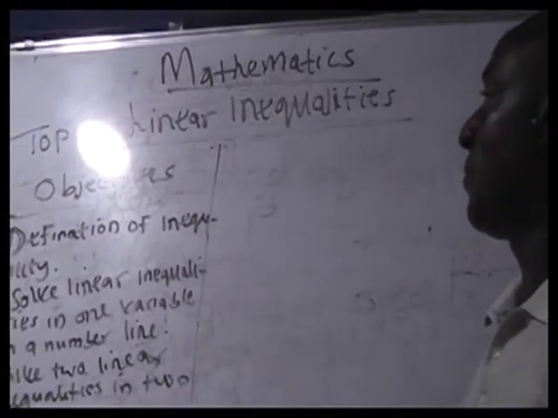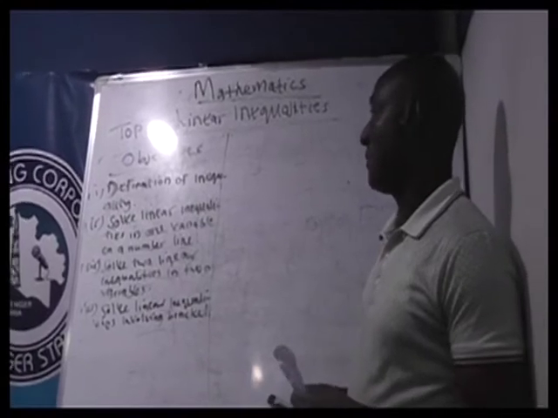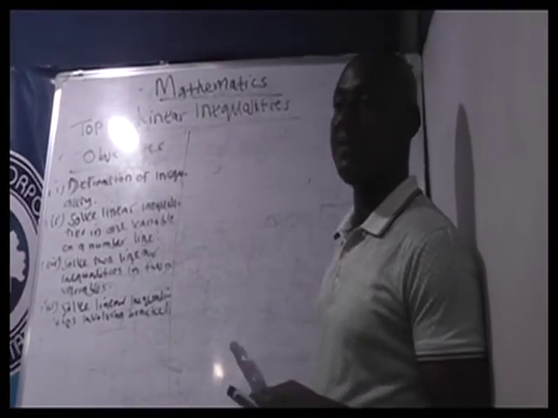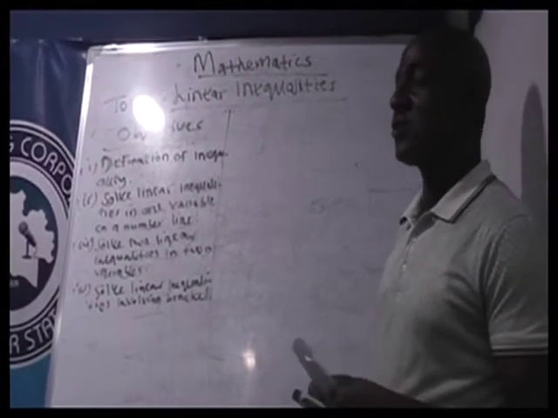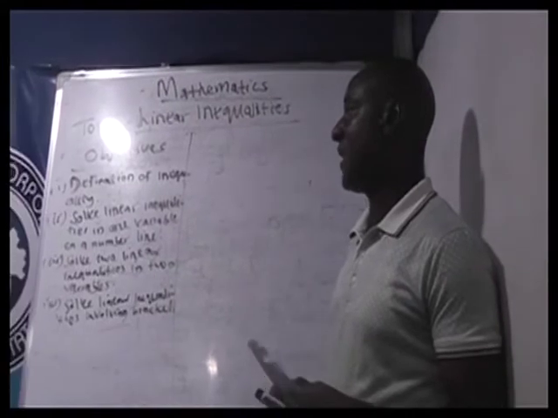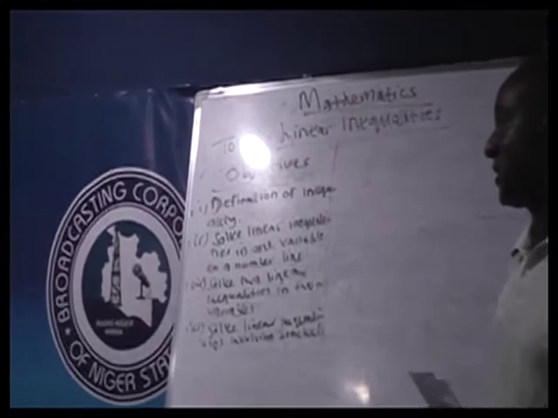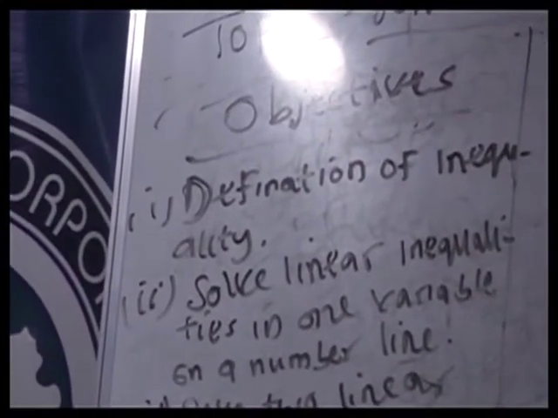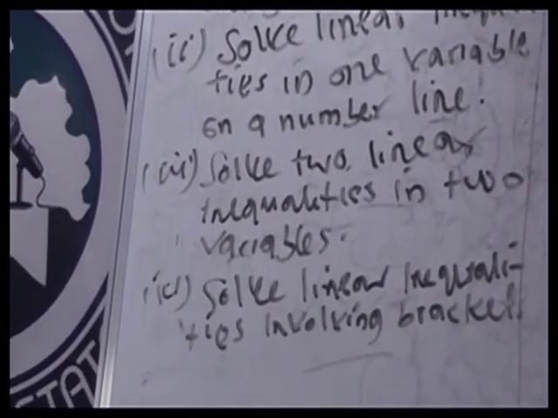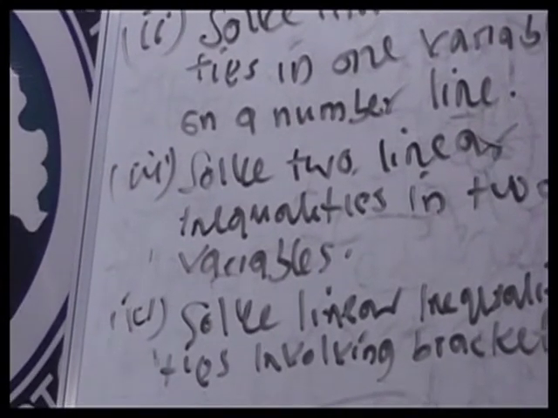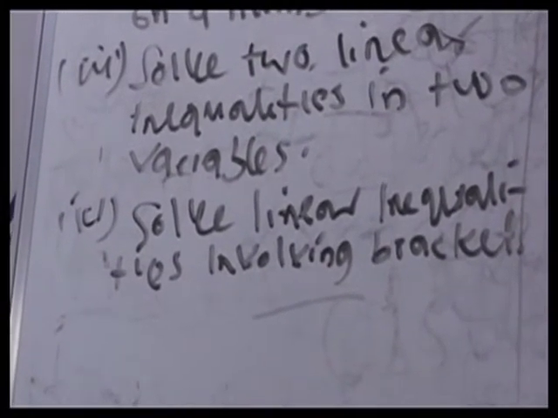But before we move to the topic, let me itemize the objectives of today's lesson. 1. At the end of the lesson, students should be able to define inequality. 2. To solve linear inequalities in one variable on a number line. 3. To solve two linear inequalities in two variables. And lastly, solve linear inequality involving brackets.